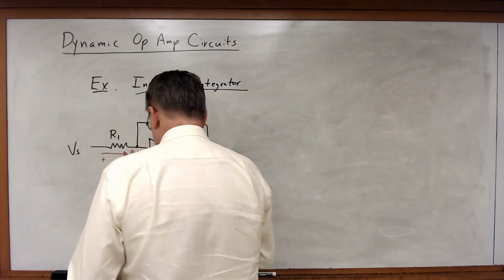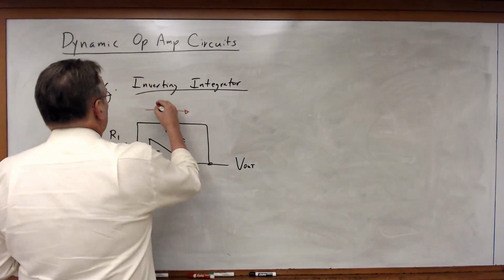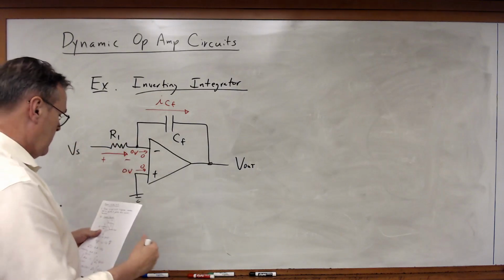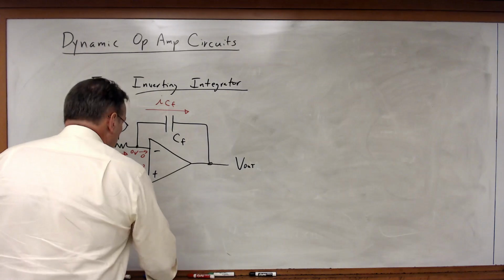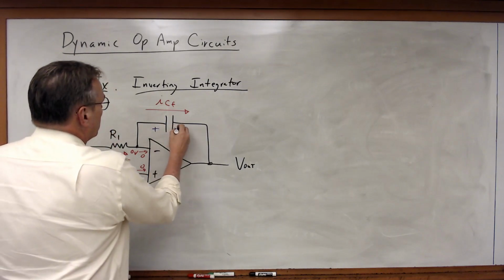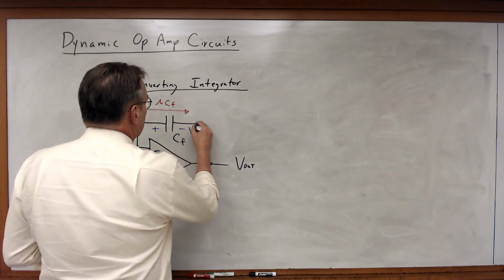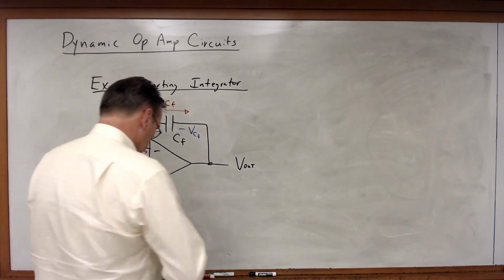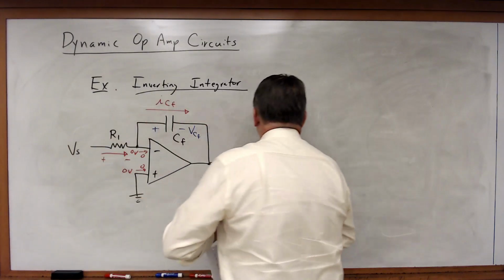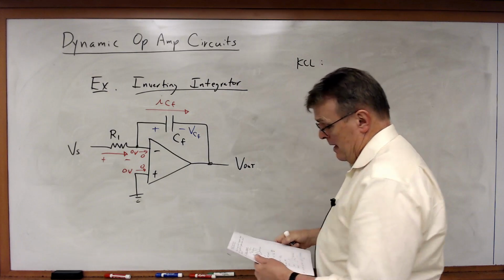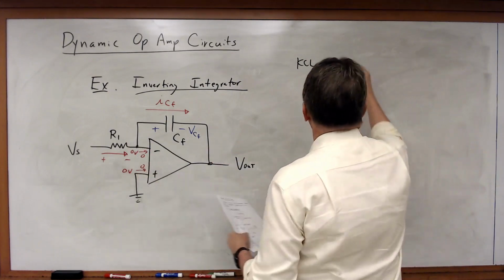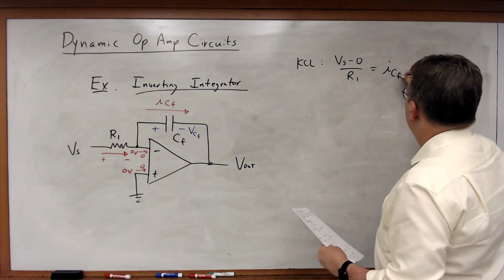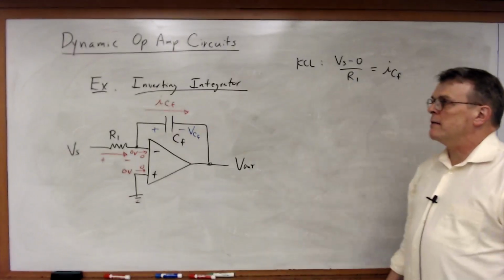So in this case, I'm going to give a name to this. I'm going to call this current I sub Cf, in other words, the current for the feedback capacitor. And in addition, I'm also going to define, using the passive sign convention, a voltage across that capacitor. I'm going to call that V sub Cf. So let's go ahead and write our KCL equation. So KCL tells us that Vs minus 0 over R1 is equal to I sub Cf. It's equal to the current flowing through that capacitor.